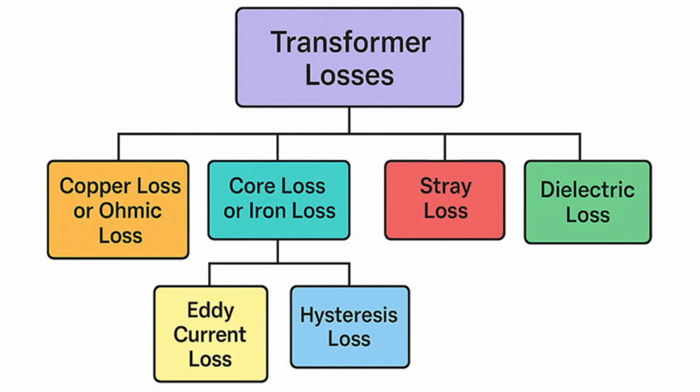So that's all about transformer losses, the invisible enemies of efficiency. By designing the core with high-grade steel and laminations, and by using conductors with low resistance, we can reduce these losses and improve transformer performance.